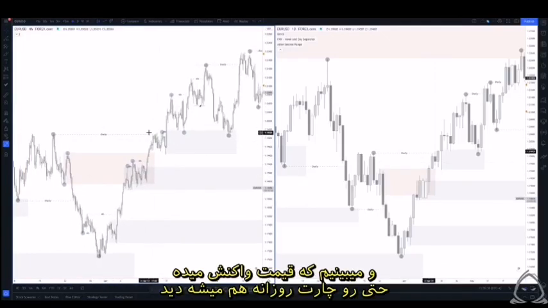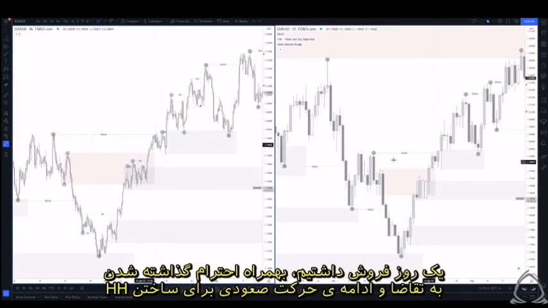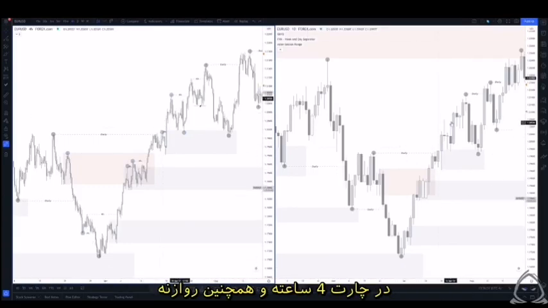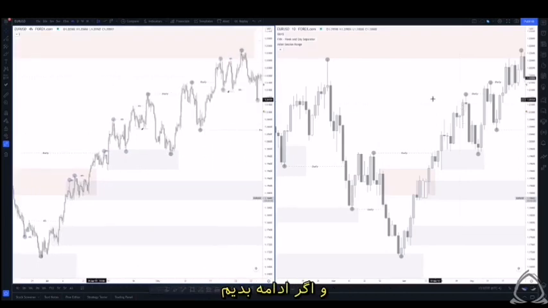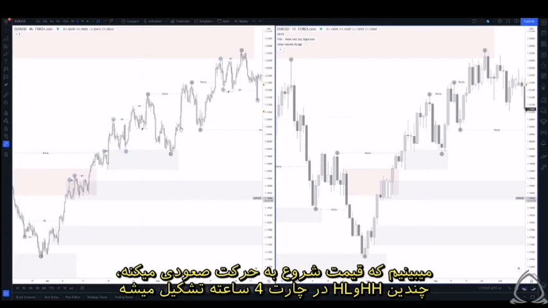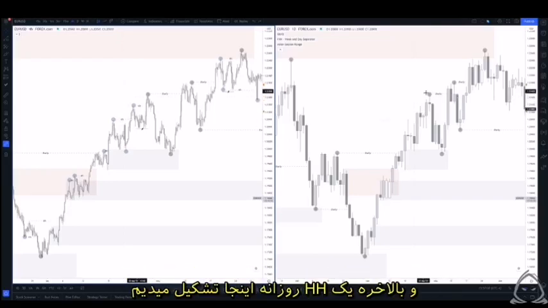And what we can see is price does react, and we can even see it on the daily chart. We had 1 day of selling, and then followed by demand being respected and price continuing to the upside to create a higher high on the 4-hour chart and begin to create a higher high on the daily chart as well. And if we just continue on moving, we can see that as price begins to move up, we start to see a series of higher highs and higher lows forming on the 4-hour chart. And we finally print in a daily higher high right here.